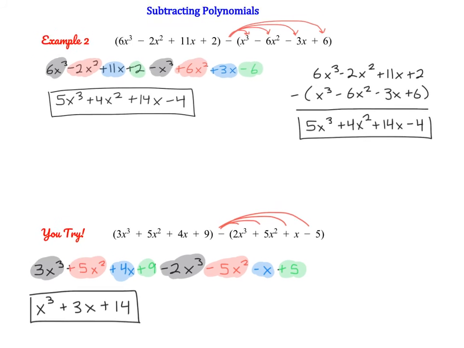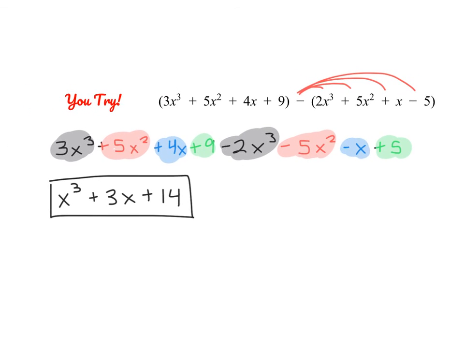Okay, let's check our answer here. So you can see here I used the first method, so I distributed the negative. So notice it becomes negative 2x squared minus 5x squared minus x and then plus 5. So after you do that step, it's really just combining like terms.